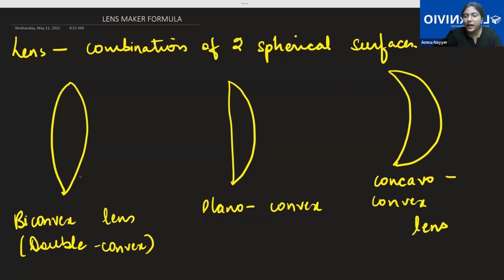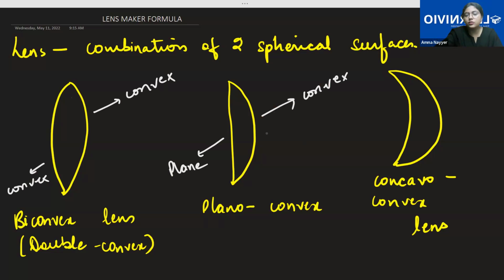This is a biconvex lens, which we say is double convex. This part is the convex part, and this part is the convex part. What all combinations can be made? If I have a plane part and a convex part, this will be known as plano-convex. This will be biconvex or double convex. If I take a concave side and a convex side, this is the concave part, while this is the convex part, so this is known as a concavo-convex lens.